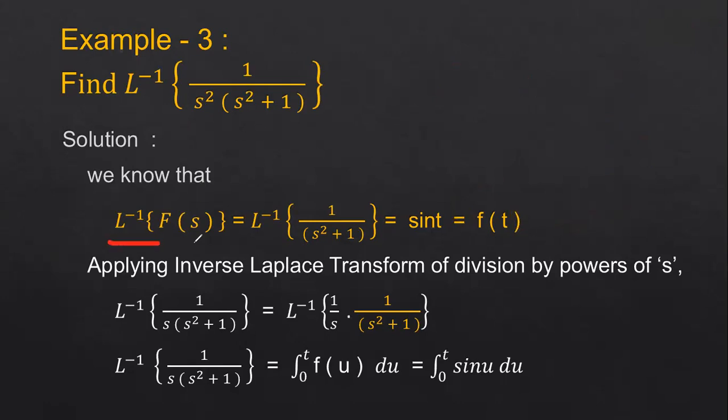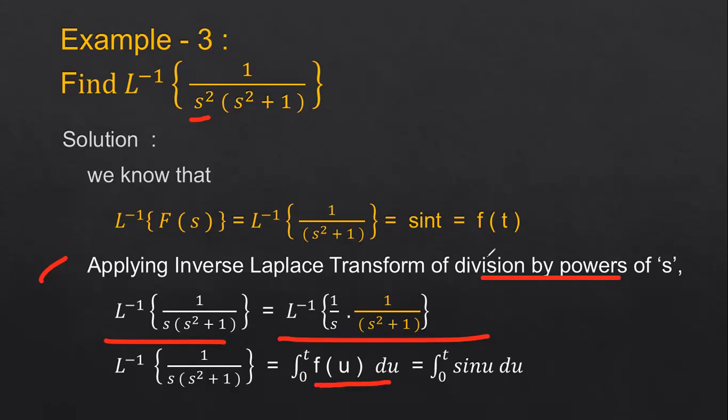So Laplace inverse of f of s is nothing but 1 by s square plus 1, so it is a direct formula. Here a value is 1, so 1 by a sine at, that is 1 by 1 sine 1 into t, which is nothing but sine t. This is your f of t. Now directly you can use the formula by the division by powers of s method. Laplace inverse of 1 by s into s square plus 1 is equal to Laplace inverse of 1 by s into 1 by s square plus 1. So apply the division by powers of s method: integral 0 to t f of u into du.